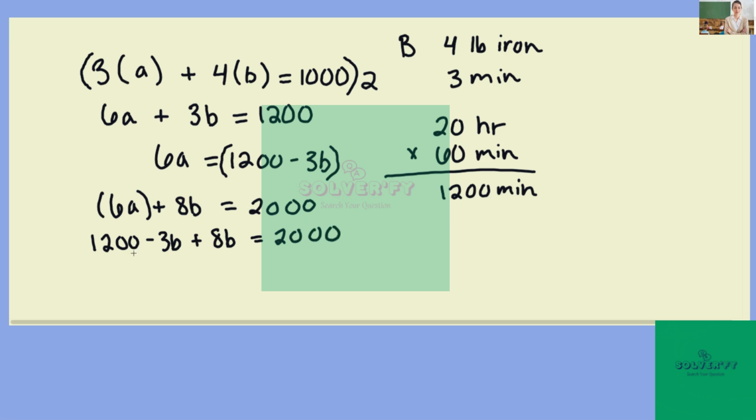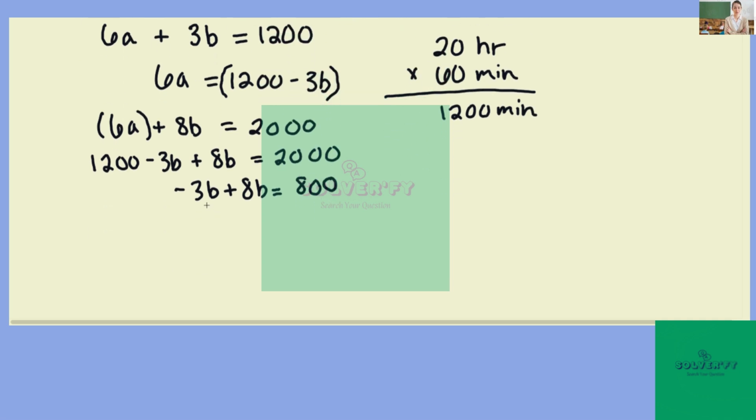Now we'll subtract 1,200 from each side so we can get B alone. So we have negative 3B plus 8B is equal to 800. And we can simplify this left side here. 8B minus 3B is equal to 5B.